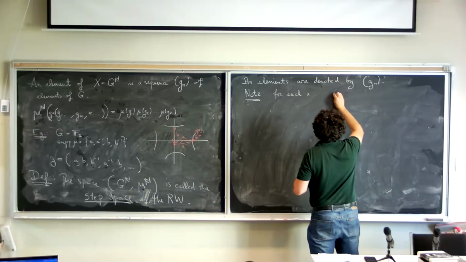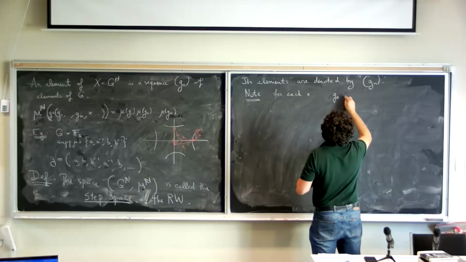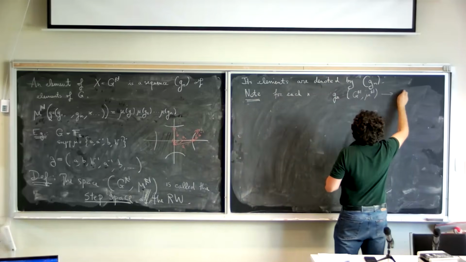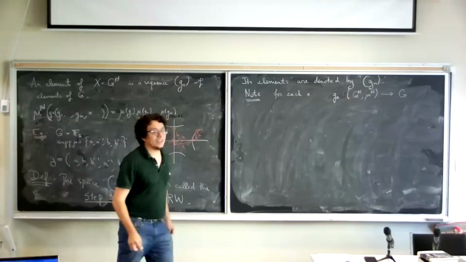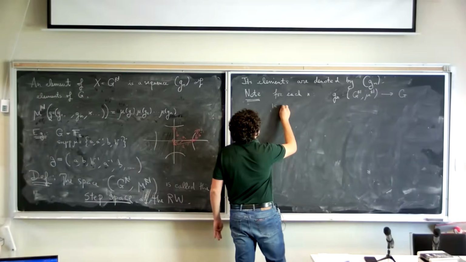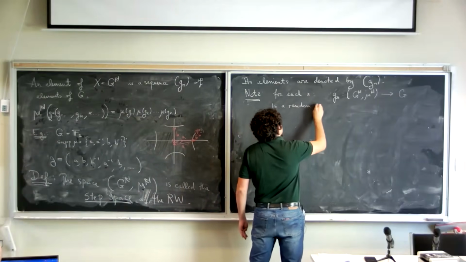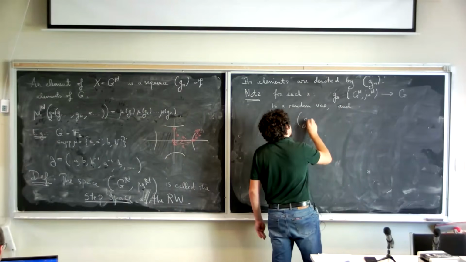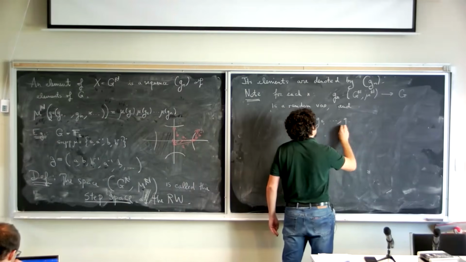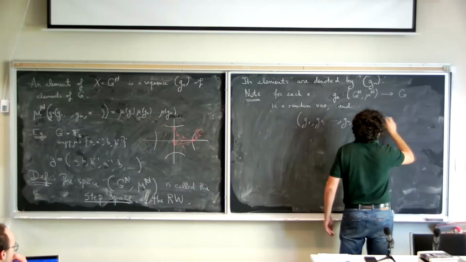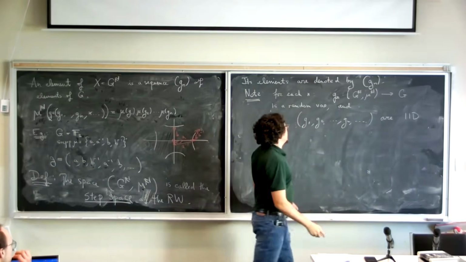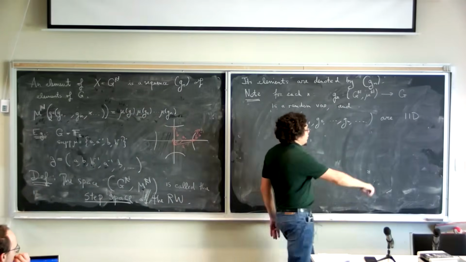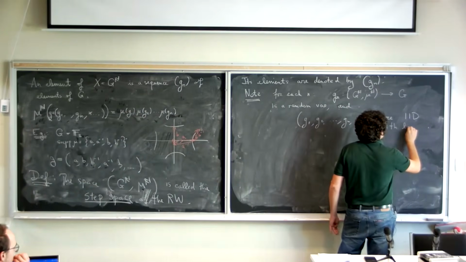Gn you can think of as a random variable from this space into the group, just looking at the nth coordinate. So this one is a random variable, and G1, G2, Gn are all IID. They're all independent and identically distributed with the same measure mu, with law mu.